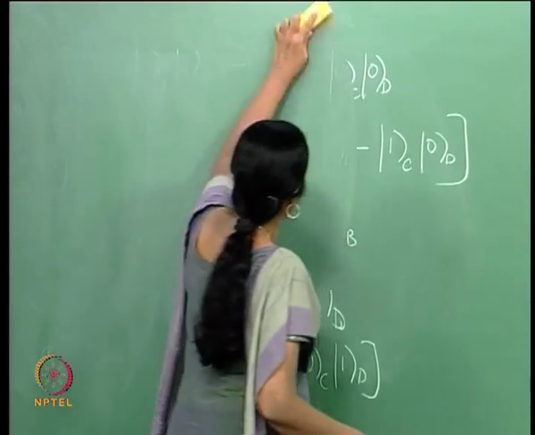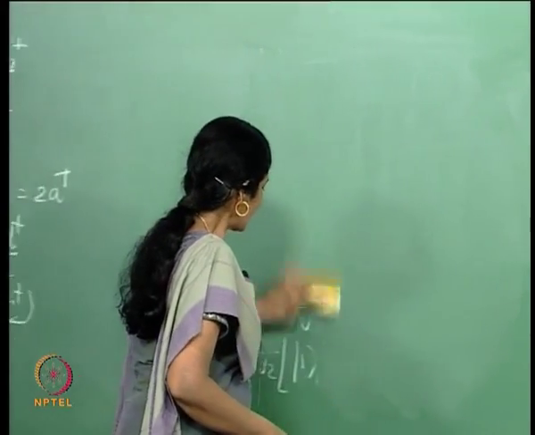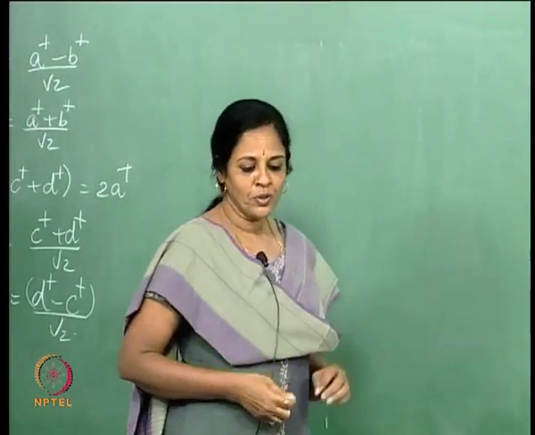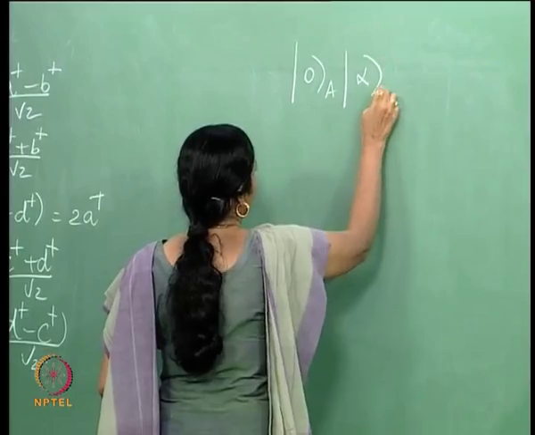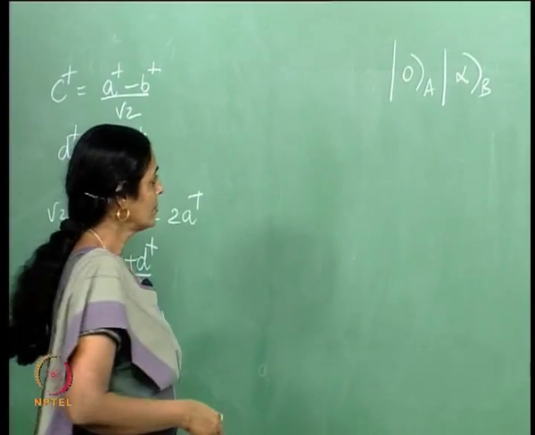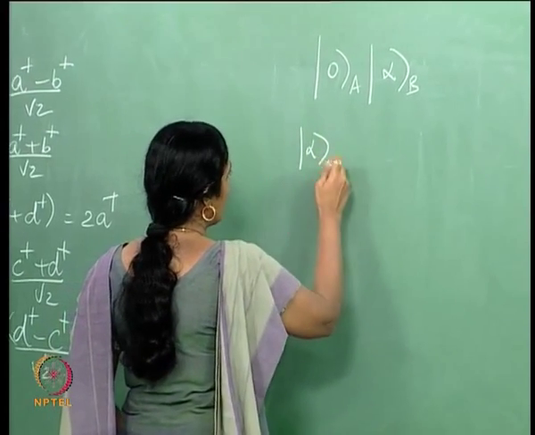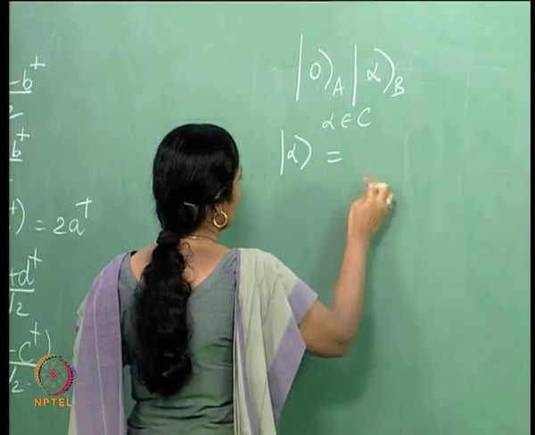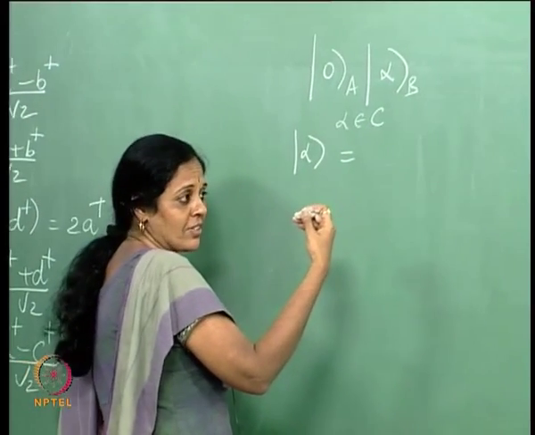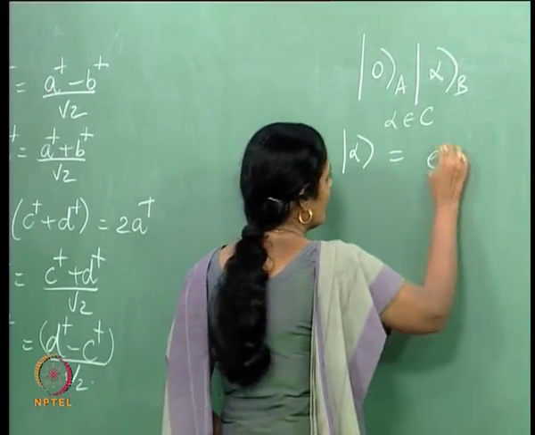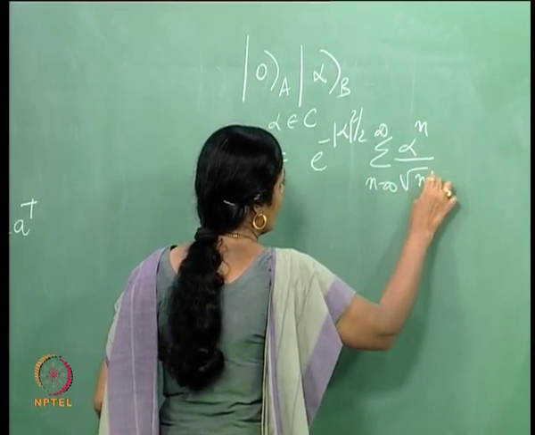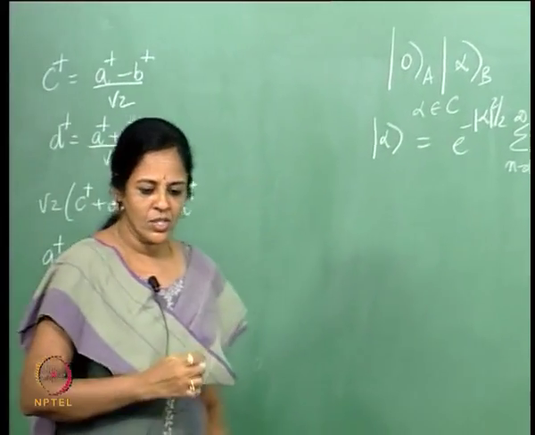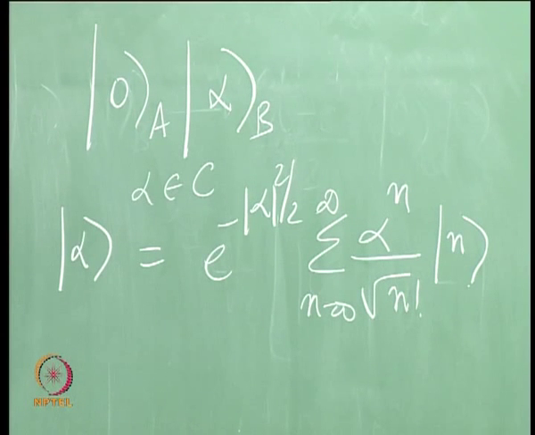Now, let us consider another situation where I send a coherent state through one of the ports and the vacuum in the other. So, my input state is ket 0 A, ket alpha B. Just by way of recapitulation, alpha is any complex number. In the Fock state representation, that means in terms of the photon number states, this is written as follows. And therefore, it is an interesting quantum superposition of the 0 photon state, the 1 photon state, the 2 photon state, and so on. This is a normalized state.